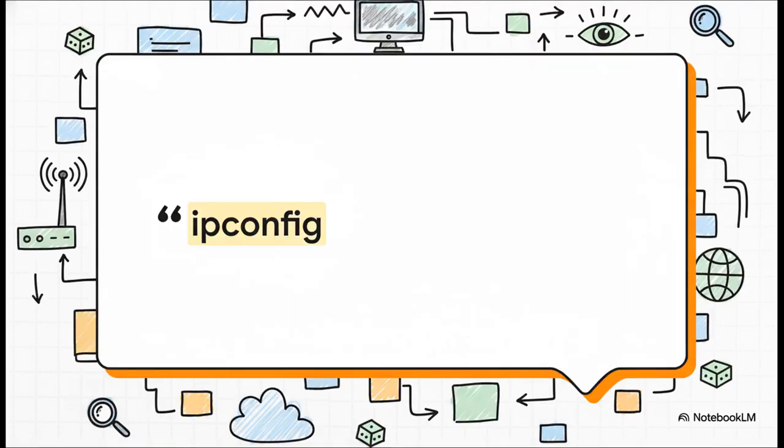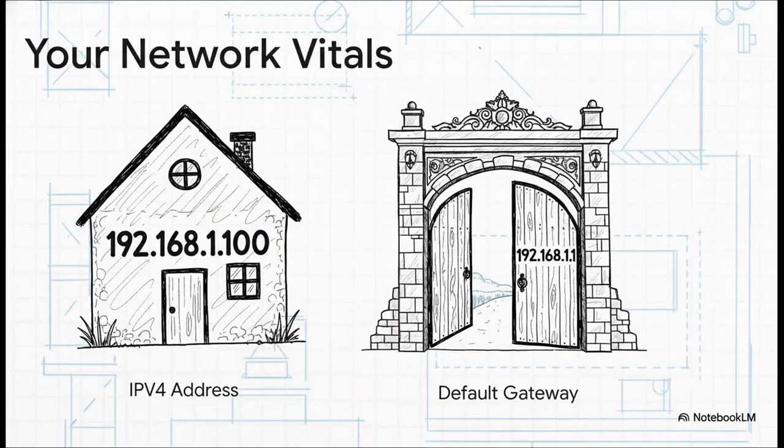And this is it. It's just one word, ipconfig. Typing this in is like putting on a pair of X-ray goggles for your network. It instantly tells you your computer's secret identity and how it's talking to everything else. And boom, here are the vitals. See that IPv4 address? That's basically your PC's house number on your local street, your home network. And the default gateway? That's your router. It's the front door to the entire internet. Just like that, you know exactly who you are and where the exit is.